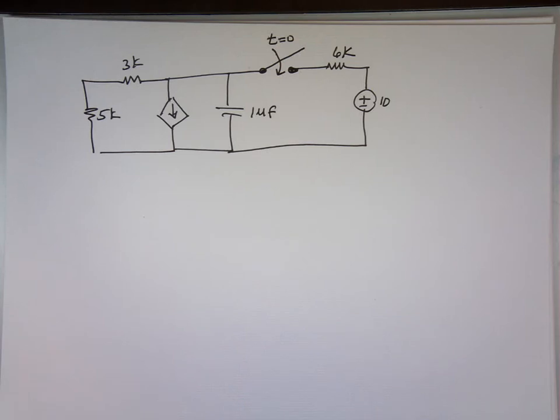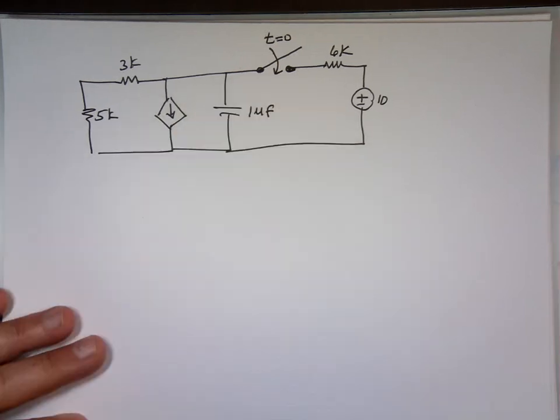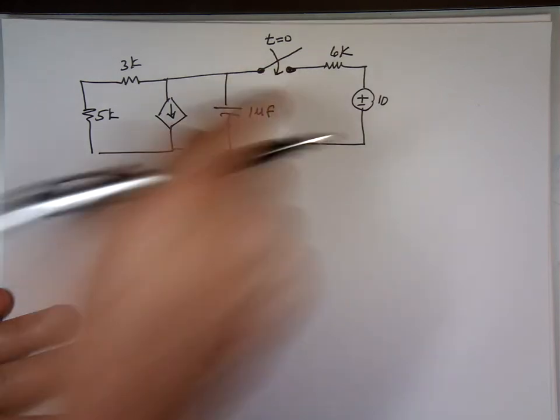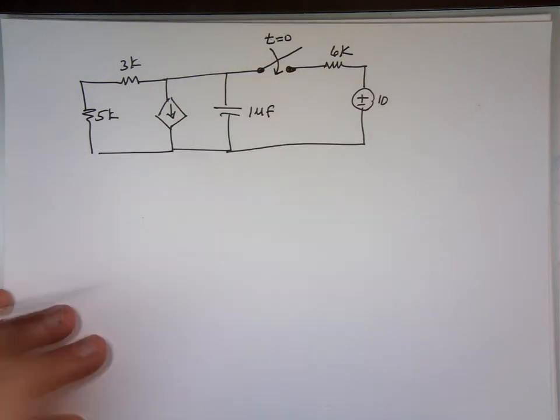Modify the problem. Here we go. Notice for t equals 0, the switch is going to open. It's going to close here. So the source will be in the circuit. So we have to deal with that shortly and see how we're going to handle that.